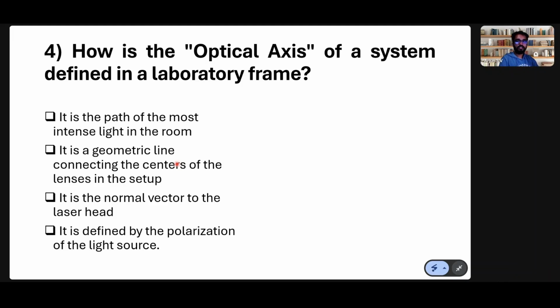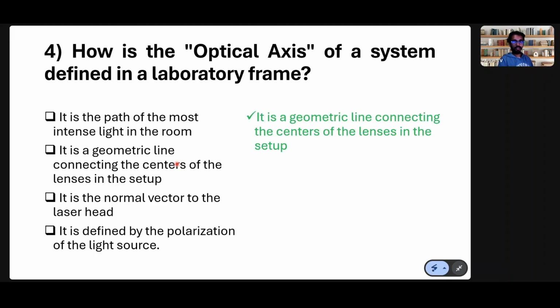So we all know that all the lenses will have something called the optical center, and there will be a line connecting all the centers of the lenses, and that line is basically the optical axis. So the correct option is option B. The optical axis is a geometric line connecting the centers of the lenses in the setup.